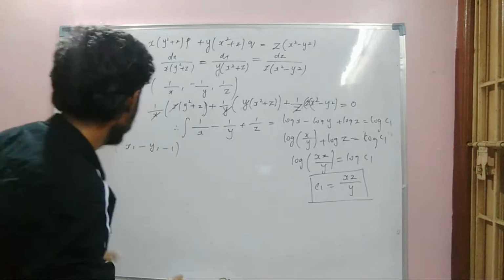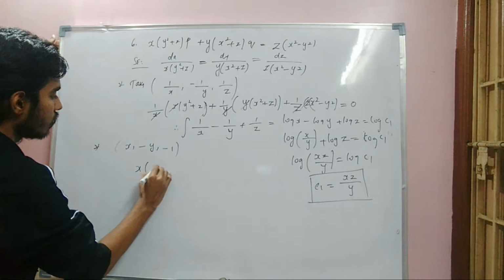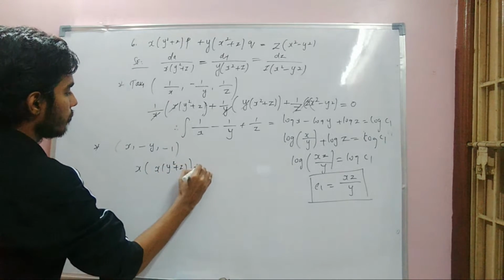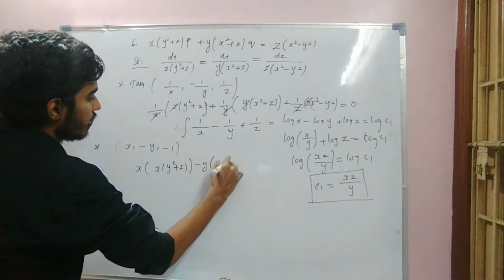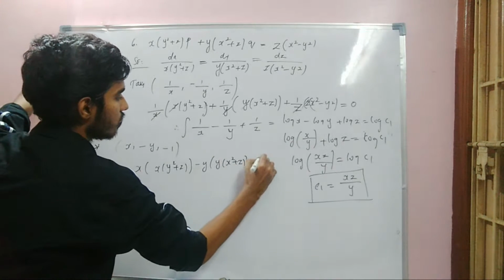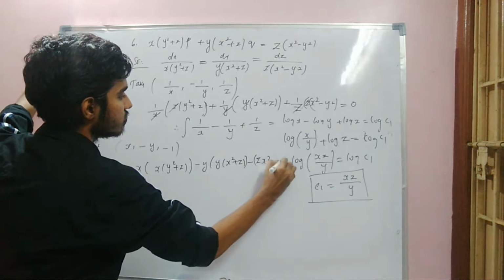Yes, x minus y minus 1. So if I take this multiplier, you can see x into x y square z plus minus y into x square plus z minus of zx square minus zy square.